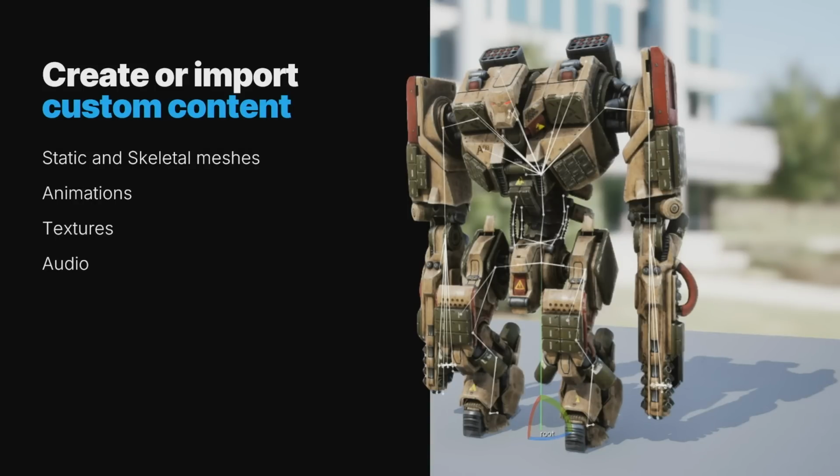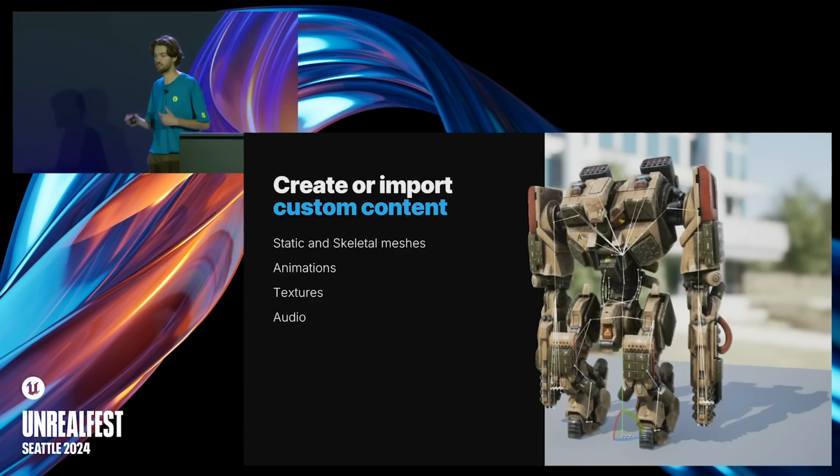But if you want to go truly custom, UEFN, of course, allows you to import all your own static and skeletal meshes, as well as your animations and your textures and your audio. Ultimately, your game could look just like Fortnite BR, or you can take it and make it look like something new and really capture the style of your IP that you're bringing in or you're creating in there. So this is an area where you can really start setting your game apart from everything else that people think is Fortnite.